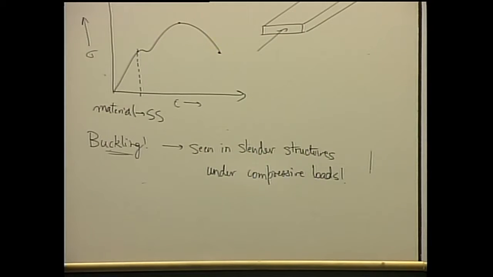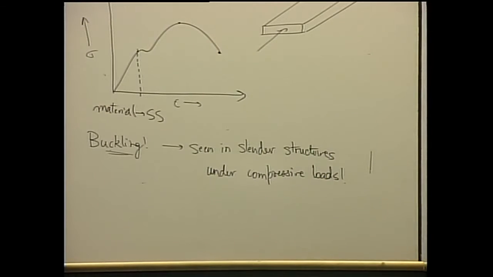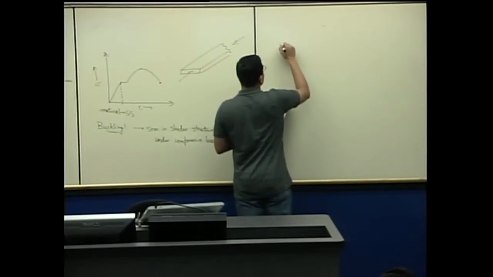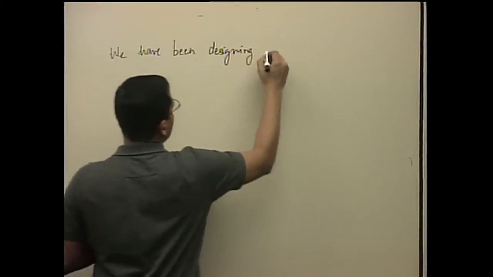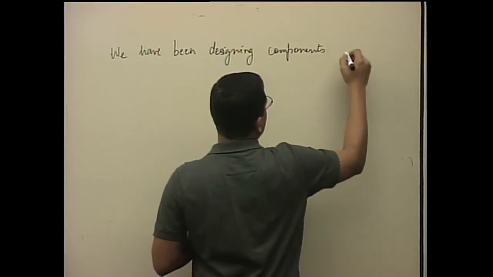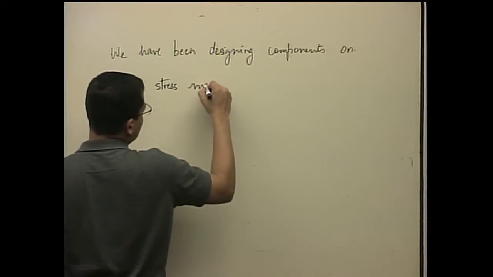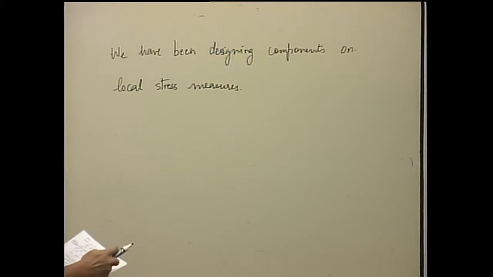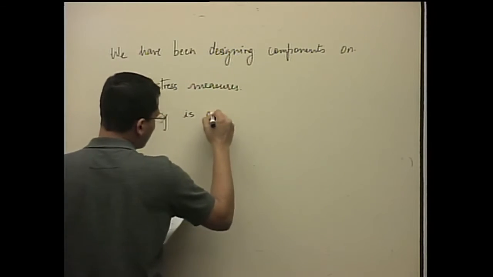So we will focus our efforts on understanding what buckling is and how we can characterize it for simple systems and possibly for beams. Okay. So, quickly, some notes about buckling. So far we have been designing components on local stress measures, but buckling is a global phenomenon.